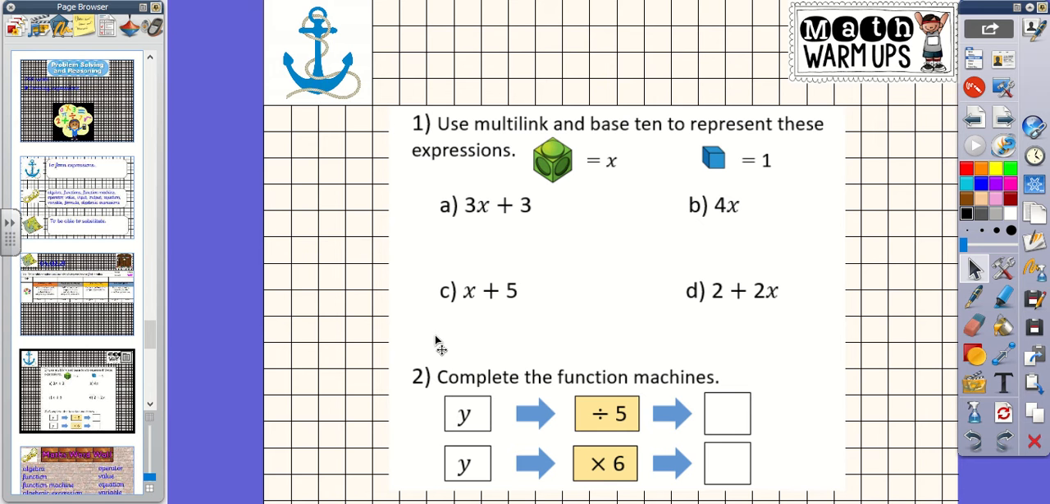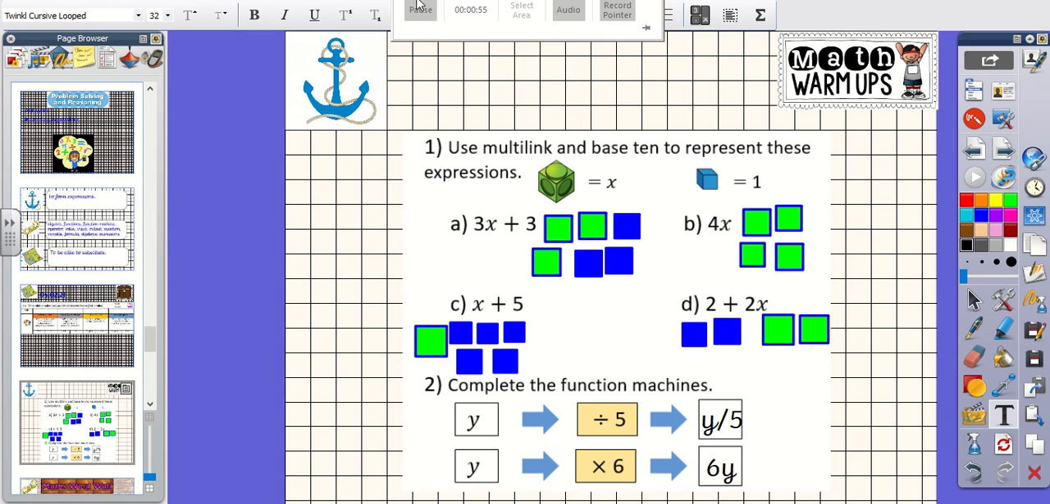To get your brains warmed up, please can you have a go at these two questions on the screen. We looked at expressions yesterday, so these should be okay to complete. And then I would like you to have a go at the function machines below as well, using y as your input. Pause this video here now please and have a go at those.